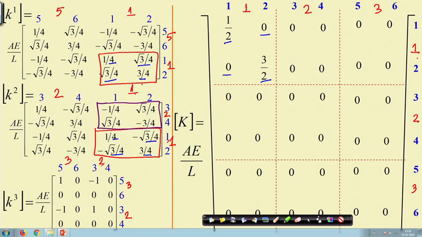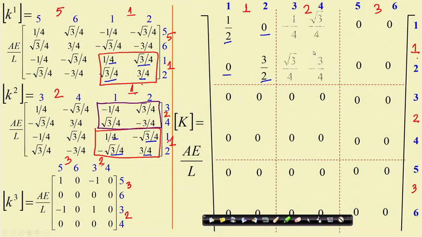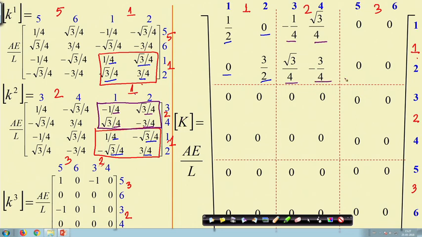So, this becomes minus 1 by 4, minus 1 by 4, root 3 by 4, root 3 by 4, root 3 by 4, root 3 by 4, and minus 3 by 4, and then minus 3 by 4. Okay. There is no other joint between number 1 and 2. Joint 1 and 2 is interacting with each other only in this member. Now, let us join number 1 and joint number 3.